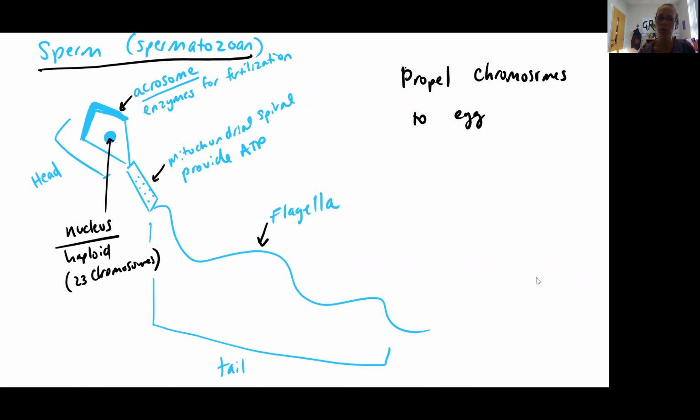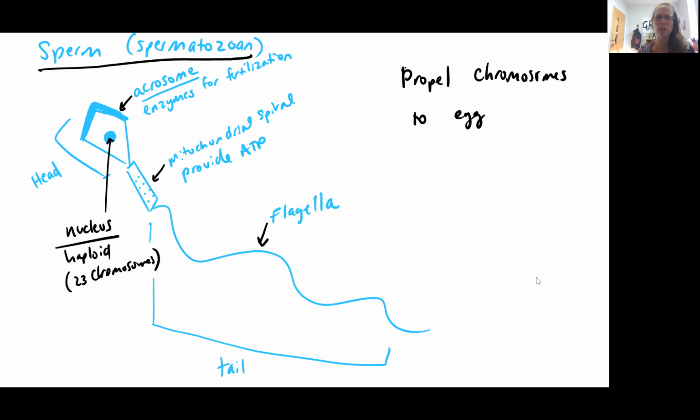Taking a look at a mature sperm cell, which can also be referred to as spermatozoan, that would be the singular version. Spermatozoa would be plural. We see that it has a head and a neck and a tail. In the head, that's basically where you're going to house the nucleus. Remember, the nucleus is haploid, so it has 23 chromosomes. It's going to have at the very tippy top what's called an acrosome. These are going to be the enzymes that are going to be important for fertilization. Fertilization requires that the sperm cell actually penetrates the egg and gets those nuclei to fuse.